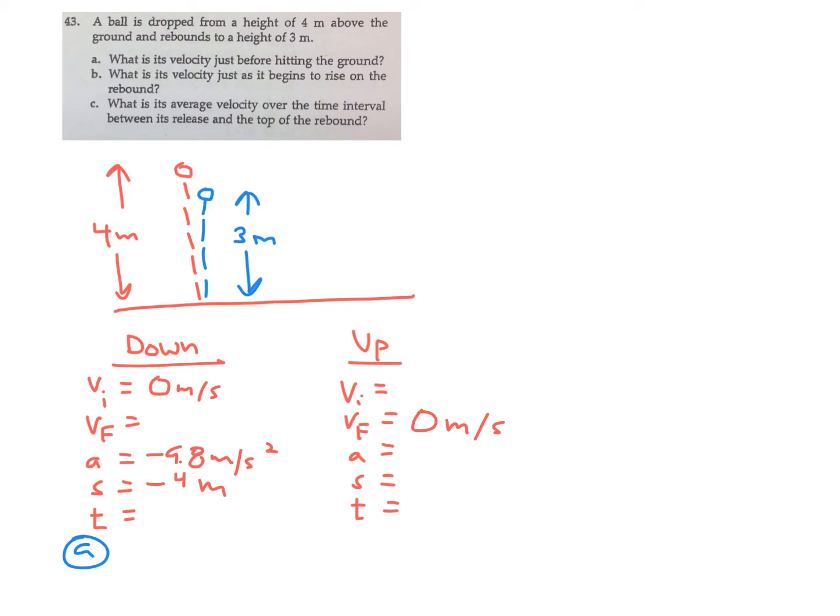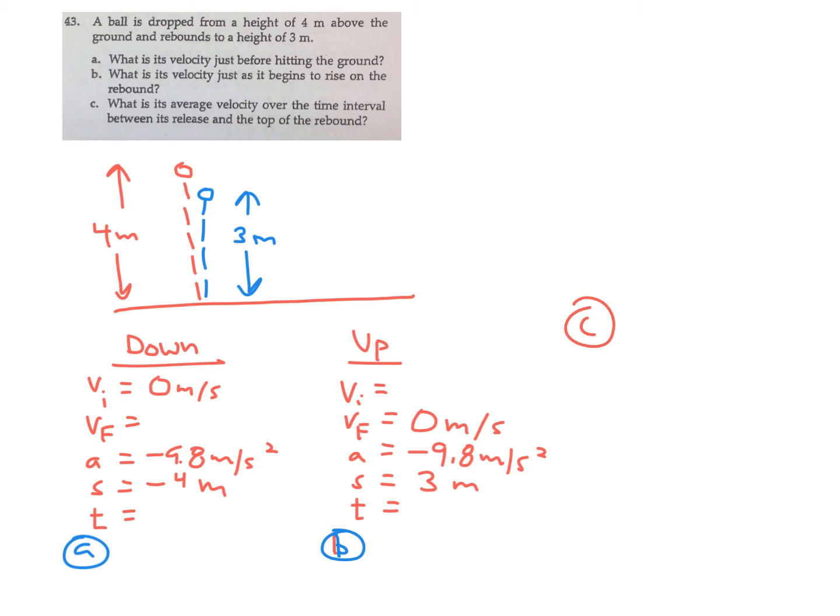So we're starting with point A on the bottom. Well, acceleration is still negative 9.8. But S will be positive 3 meters, because the ball will be going from the ground up. So that's a positive 3 meters. And then once you calculate here, this will be the answer for part B. Show work for that.